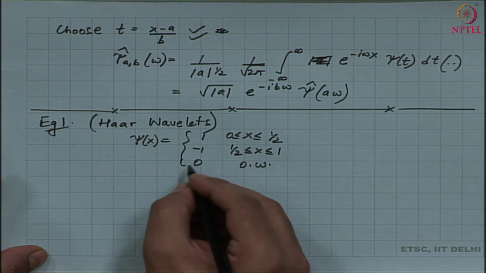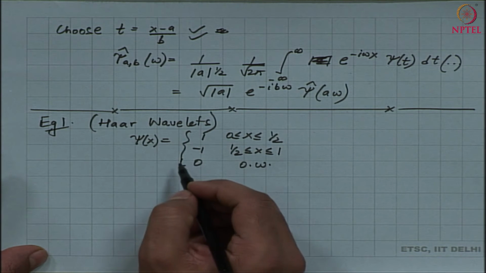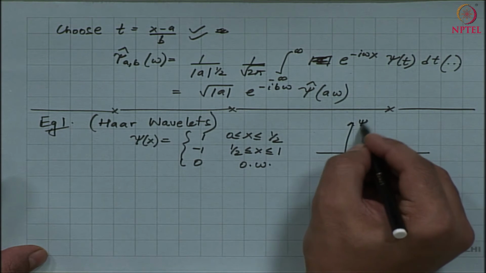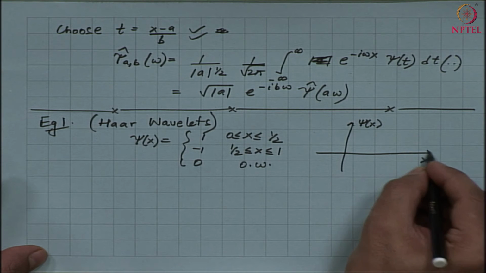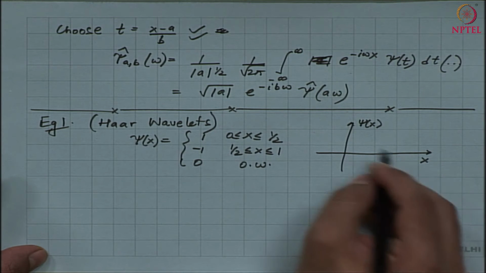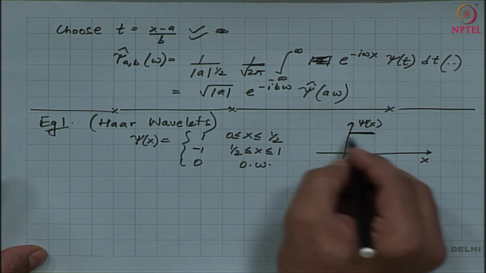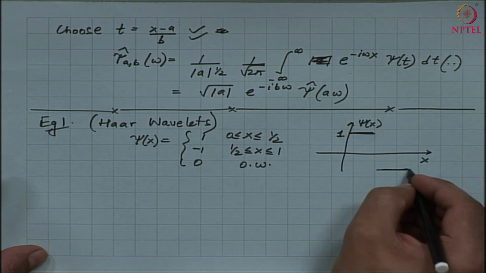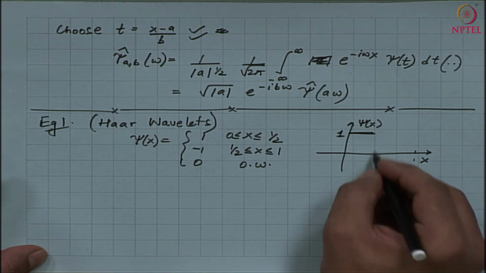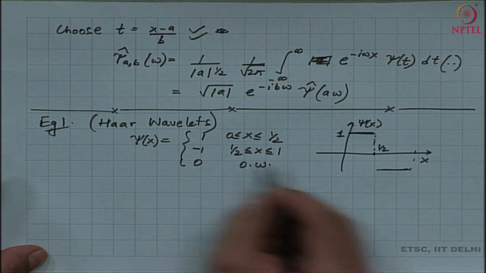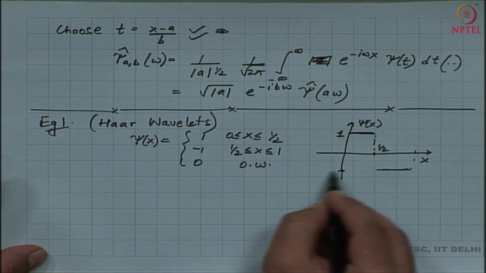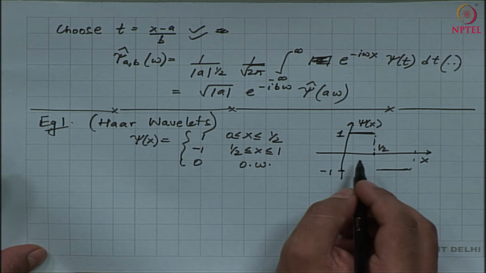Okay. So, these are my wavelet function values, and if you were to draw this function, this is psi of x. I see that there is a step function and the step is at x equal to half. So, at half there is a sudden jump from value 1 to negative 1. So, that is my Haar wavelet.